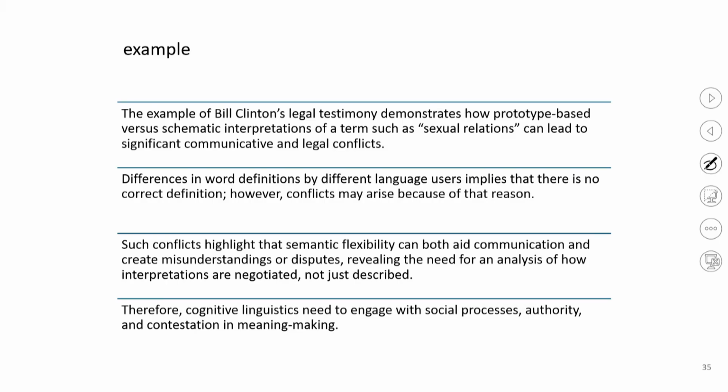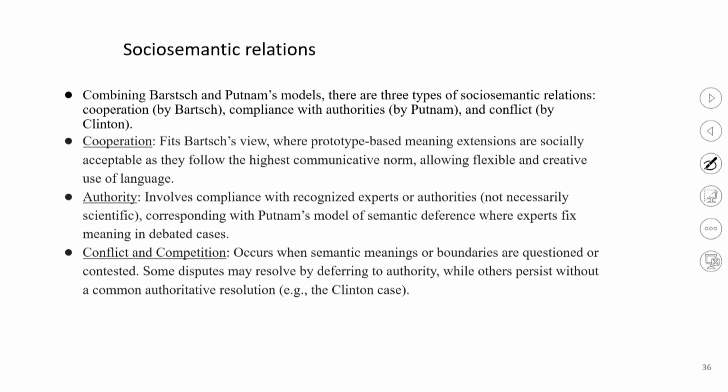There is a rather famous example, the legal testimony of Bill Clinton, which demonstrates how prototype based versus schematic interpretation of a term such as sexual relations can lead to significant communicative and legal conflicts. How the meaning was generated, and how the prototype based versus schematic interpretation of the same term led to conflicts, has all been discussed, and as a result conflict is now interwoven in most models of socio-semantics as one of the important parameters. This has to be there. Such conflicts highlight that semantic flexibility can both aid communication and create misunderstanding, and semantic flexibility is a hallmark of any communication.